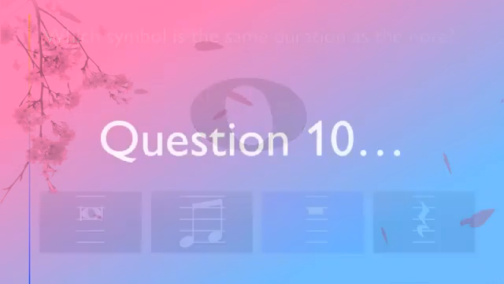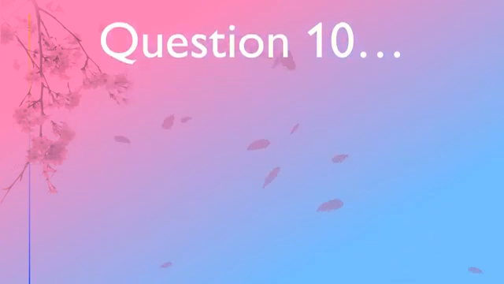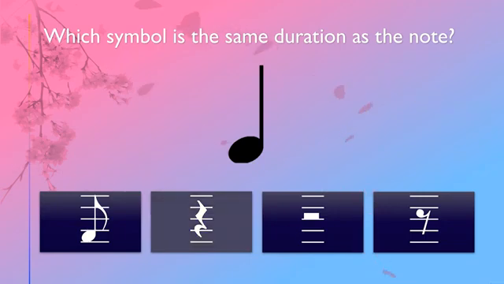Question 10. Which symbol is the same duration as the note above? 1, 2, 3, or 4? 2. We have our quarter note, and so our equivalent is the quarter rest.